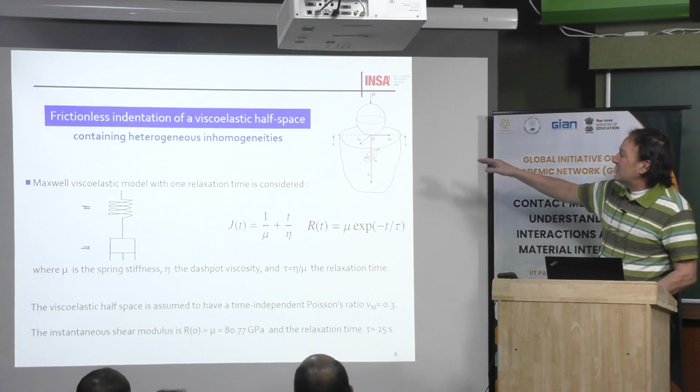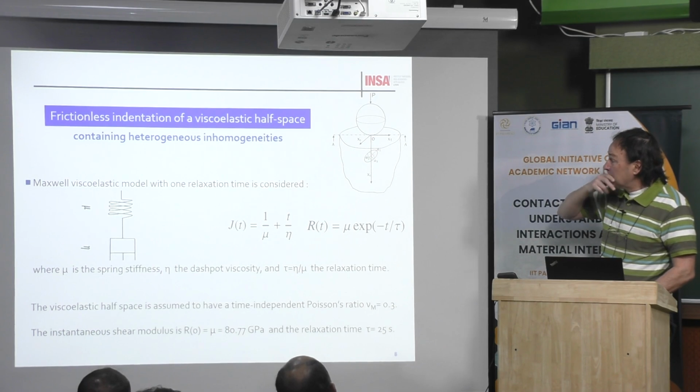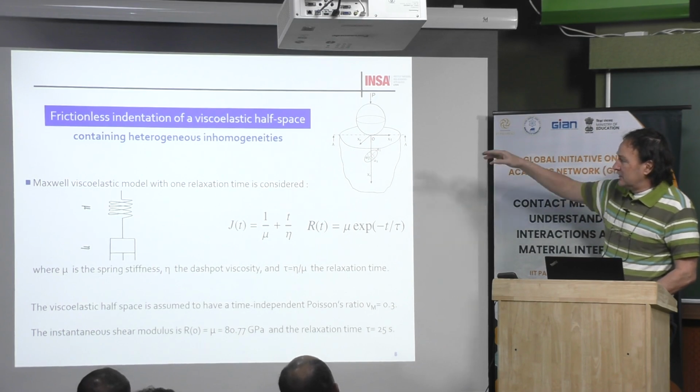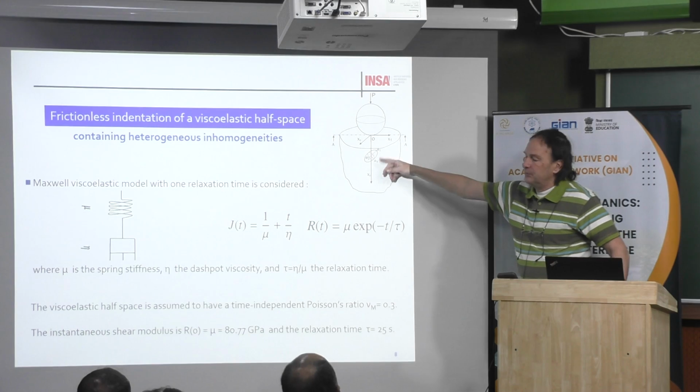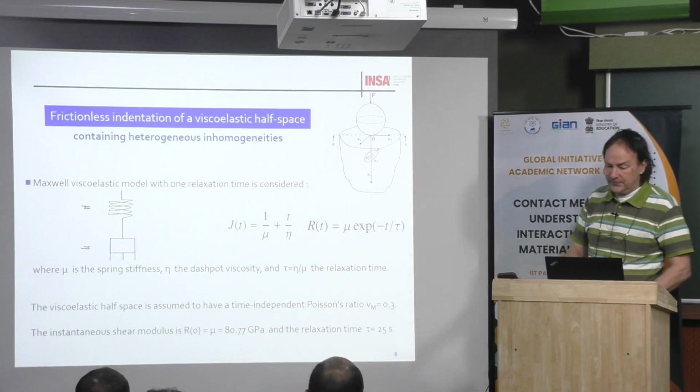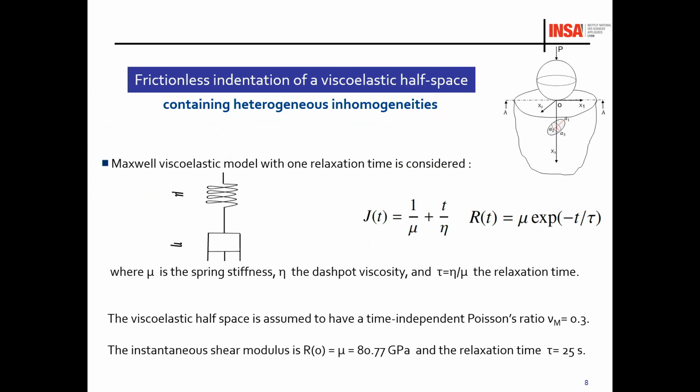Then we will see what happens, for example, when the viscoelastic material contains some ellipsoidal inclusions, as we have seen yesterday for elastic materials. Then some parameters that are important. We consider a Poisson ratio of 0.3. This is not rubber. Again, it is an academic situation. We have the shear modulus, which is 80 gigapascal, and the relaxation time, which is 25 seconds.